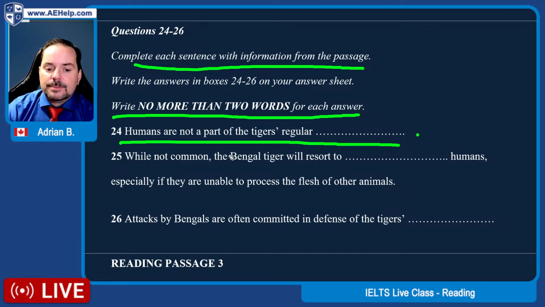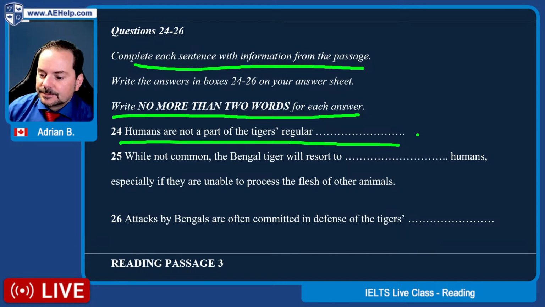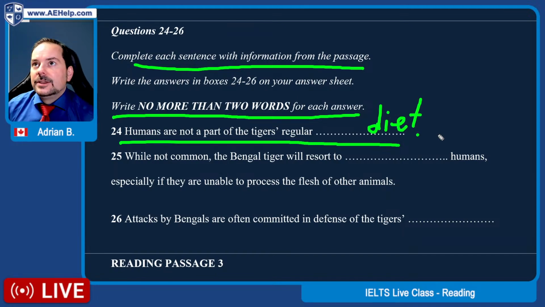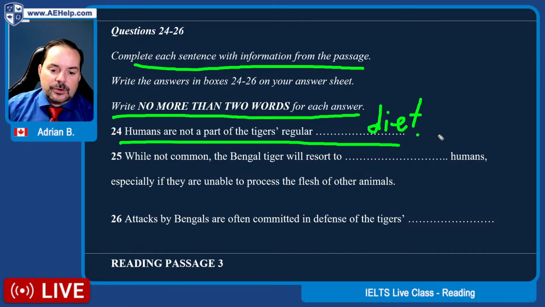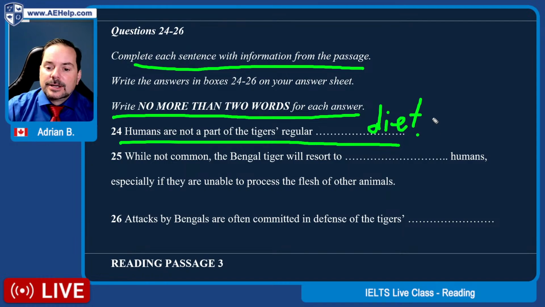So humans are not a part of the tiger's regular what? I have an idea of what that word should be. Let's see if anybody else gets it. Alexander and Deborah both say not a part of the tiger's regular diet. Yeah, you have a regular diet. This is where collocations are good to know. Some of you probably know that there's a daily diet or regular diet, common expressions, common collocations in English. And diet is the correct word.